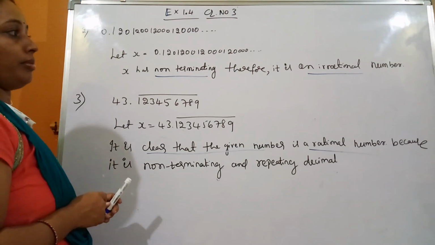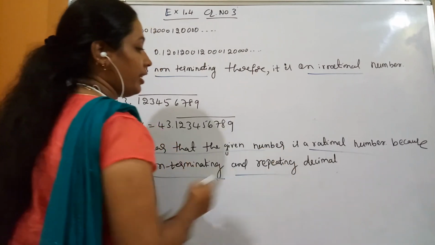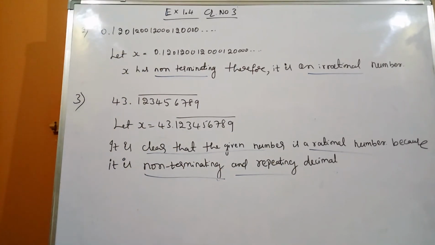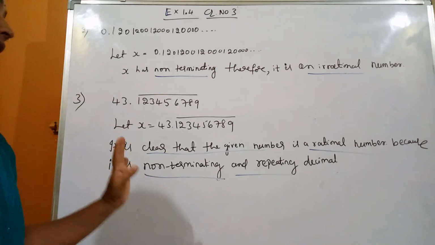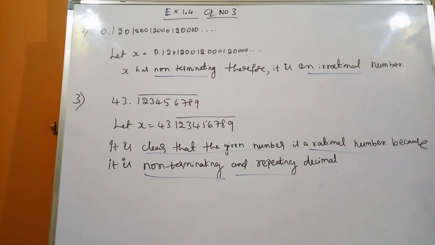It is also a rational number, but it is a non-terminating and repeating decimal expansion. If it is terminating, we can write it as a rational number. Repeating means a recurring decimal, a non-terminating and recurring decimal expansion. This is about your chapter, real numbers. Still more problems we can solve about this unit.